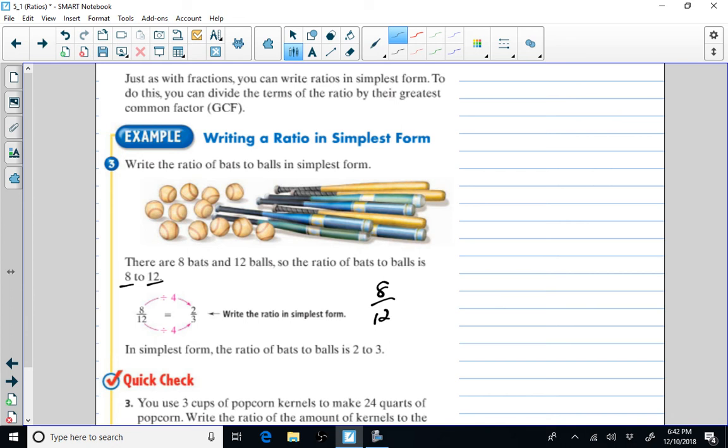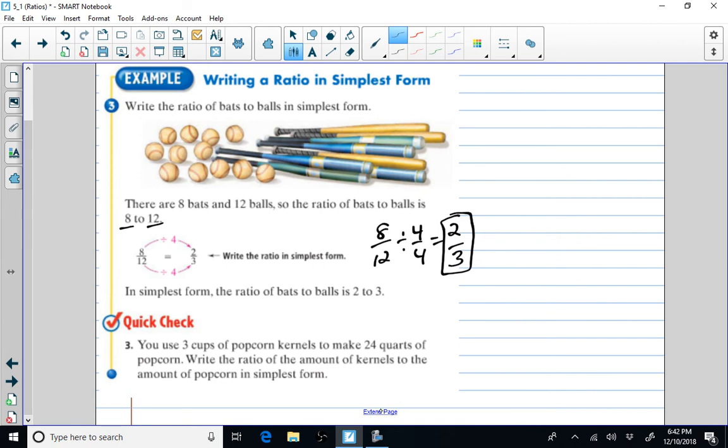simplifies by dividing by what? 4 over 4. I didn't mean to put an equal sign. Let's erase that. I can divide by 4 over 4. 8 divided by 4 is 2. 12 divided by 4 is 3. I made an equivalent value. How do I know that that fraction or ratio is written in simplest form? Because the greatest common factor of the numerator and the denominator is 1. That's how we know ratios or fractions are in simplest form.